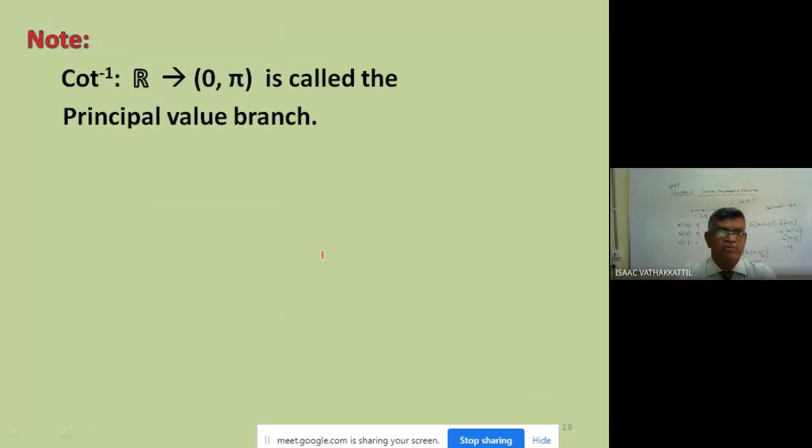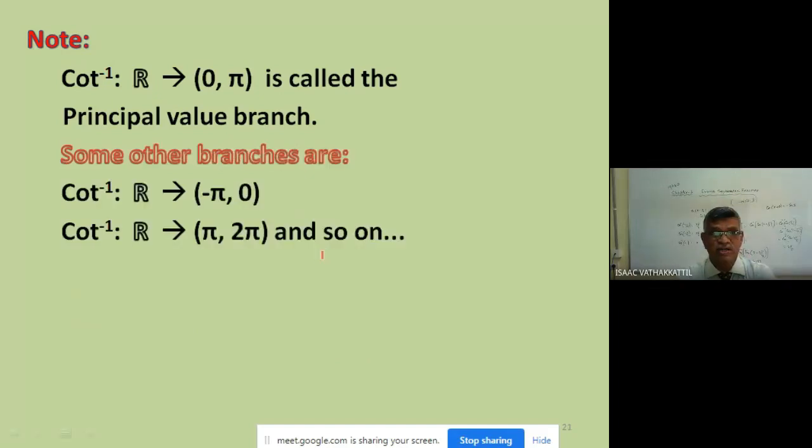Now, cot inverse from R to 0 to pi is called the principal value branch. We can discuss some other branches. Maybe cot inverse from R to pi to 2 pi, 2 pi to 3 pi, minus pi to 0, and so on. Several other branches.